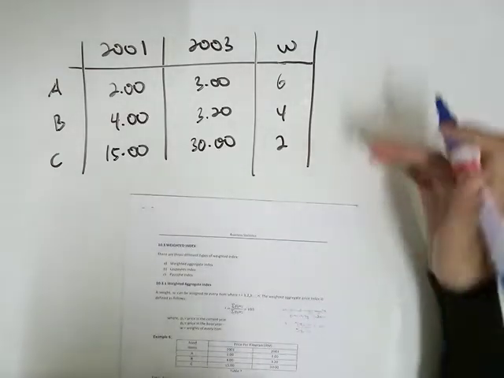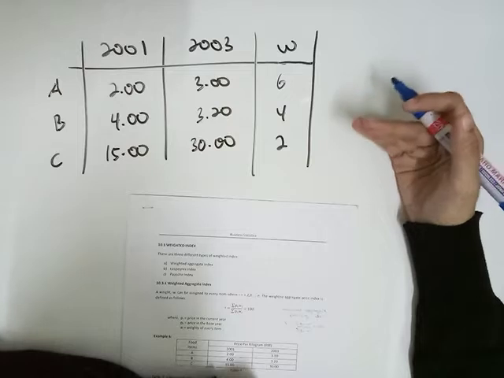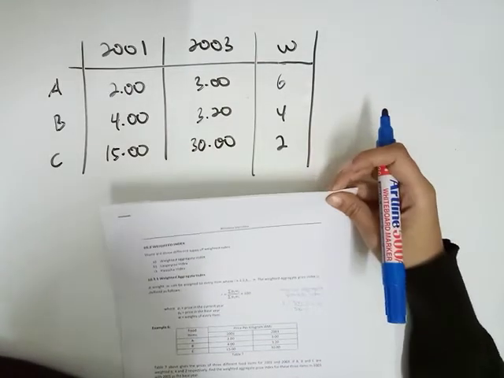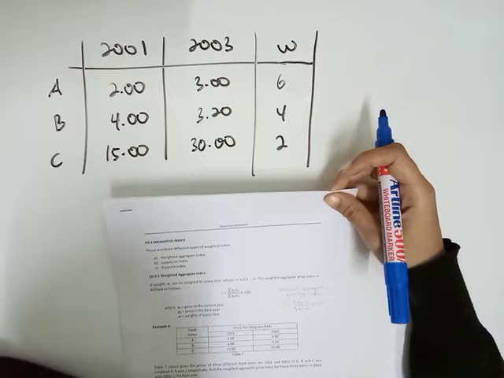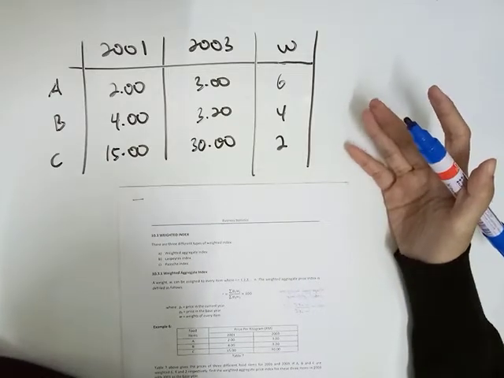Alright, from the previous topic, we have done study about simple or non-weighted index. For now, we're gonna study about weighted index. Okay, so there are three different types: weighted aggregate index, Laspeyres index, and Paasche index.